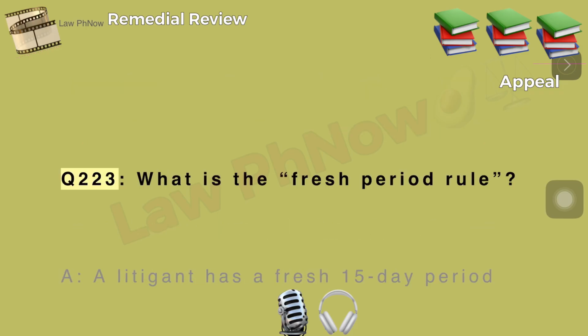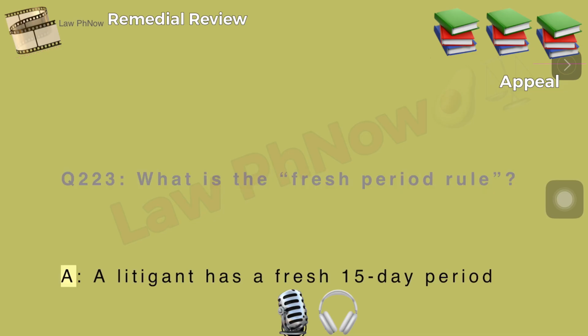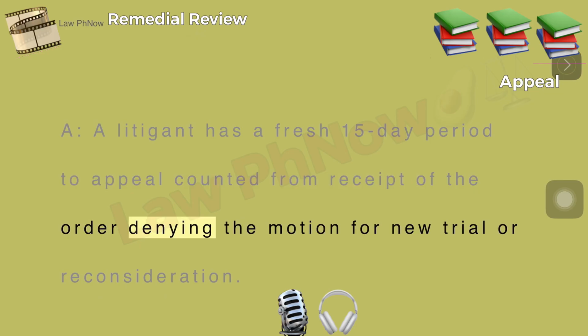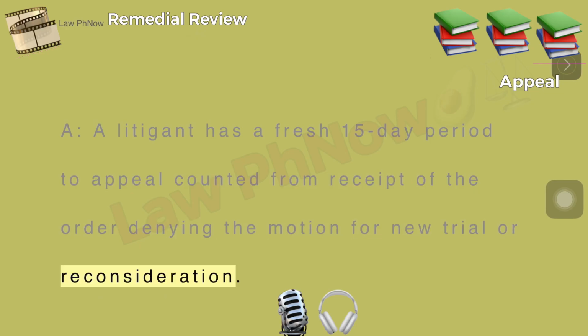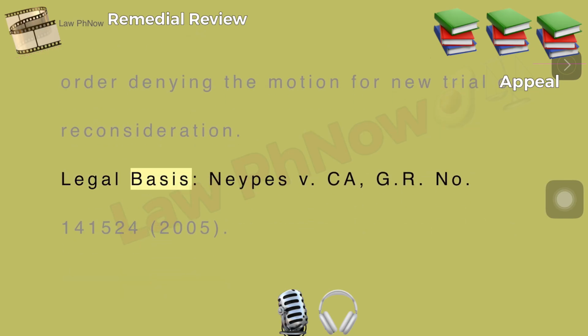Q223. What is the fresh period rule? A. A litigant has a fresh 15-day period to appeal counted from receipt of the order denying the motion for new trial or reconsideration. Legal basis, NAPES v. ICA, GR number 141524, 2005.